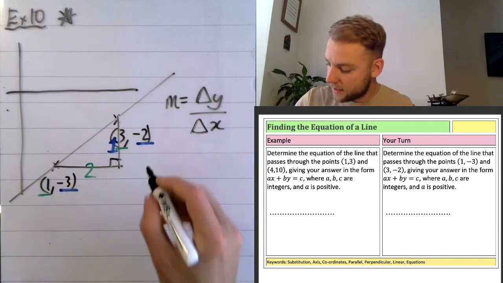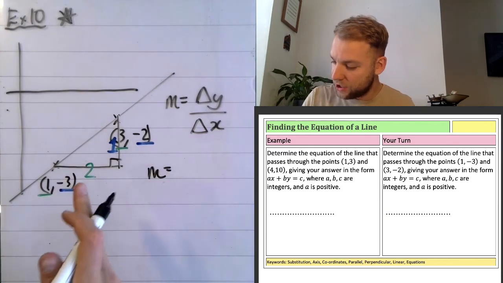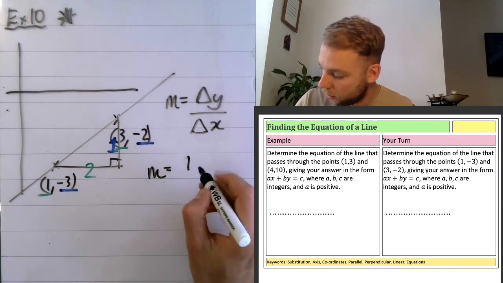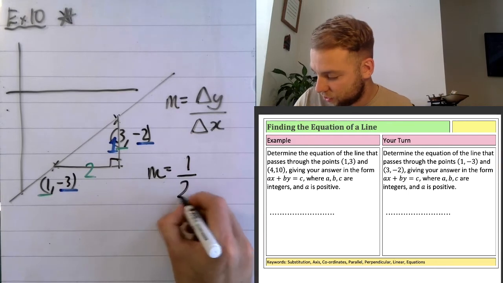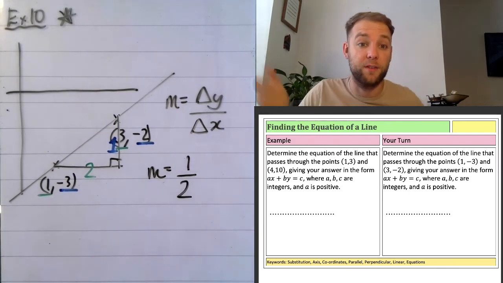So when I do this, m is equal to the change in y, which is 1, over the change in x, which is 2. So I've actually got a gradient of a half for this one.